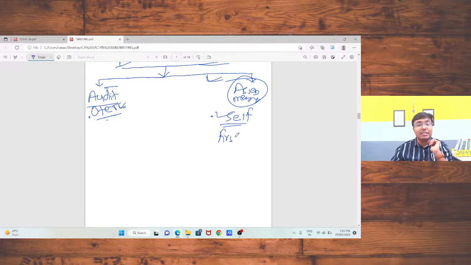Also, assessment is the first step, because you are going to assess your liability on a self basis. This is your first step, but audit is the second step. After your assessment, audit can be done by another person. So that is the difference between audit and assessment.